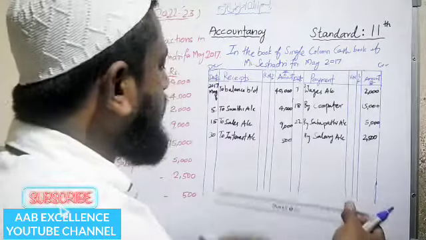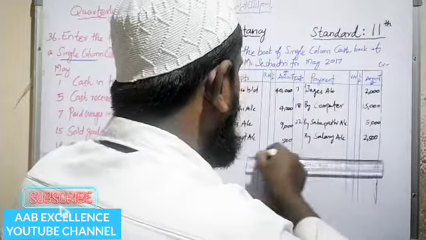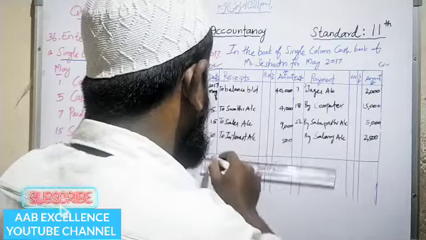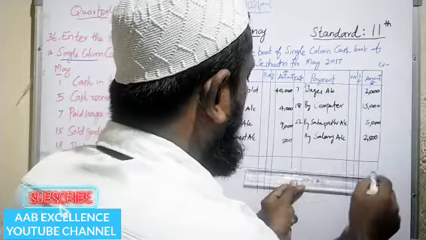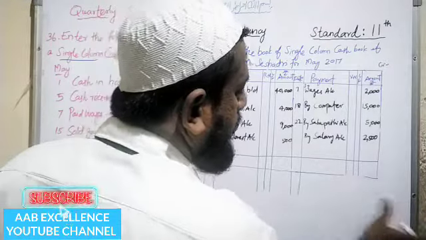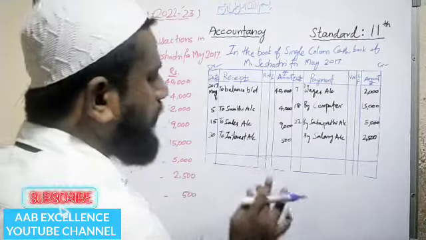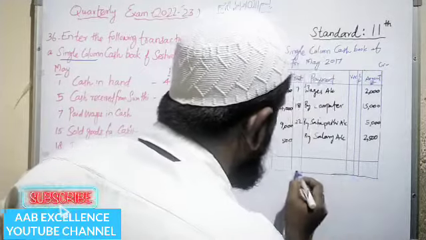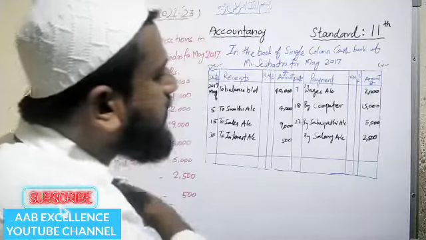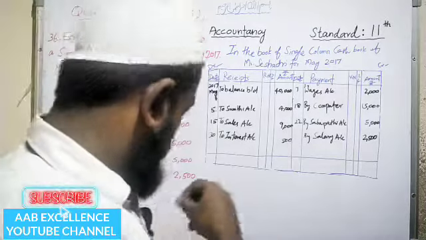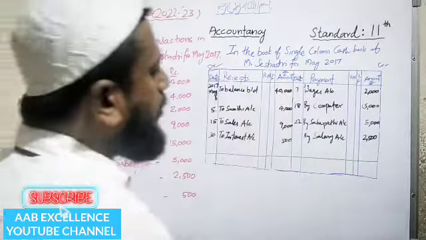Okay, sir. So all the transactions are recorded and posted. So we have to close it. Okay, students. The next step. Which side is the amount more? We have to calculate it. So 40,000, this is the highest amount.